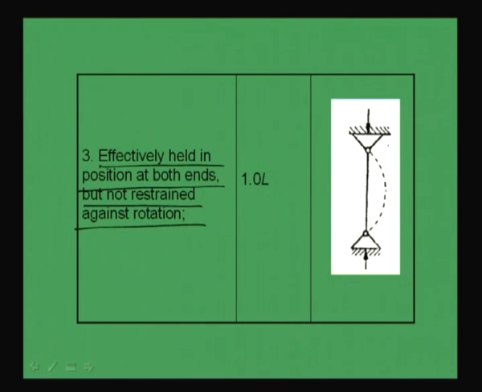Now another condition is effectively held in position at both ends but not restrained against rotation at both ends. That means both ends are hinged. Then the effective length will be the total length, the length between the two supports. You see, this is the place where the moment becomes 0 and this is another place where the moment becomes 0. That is why LE will be equal to L, and the coefficient is 1.